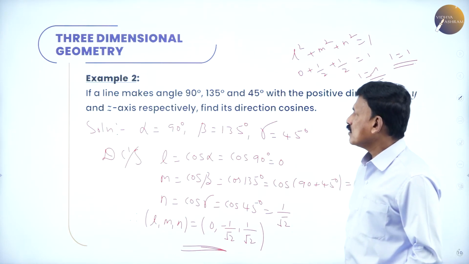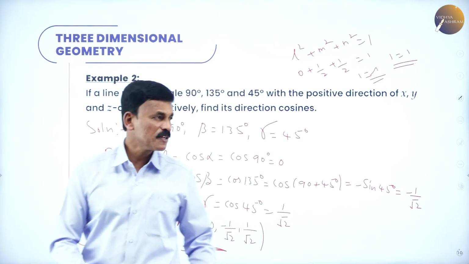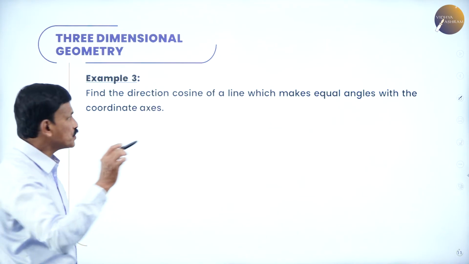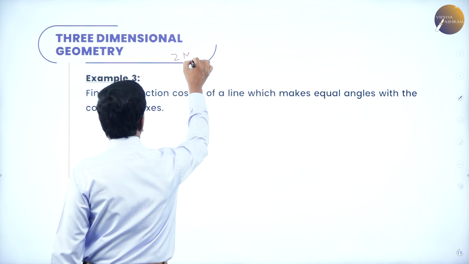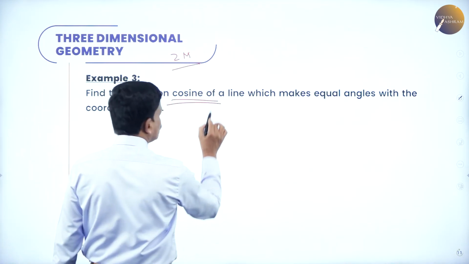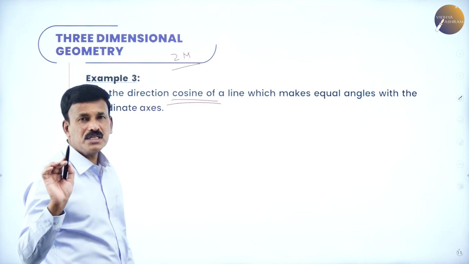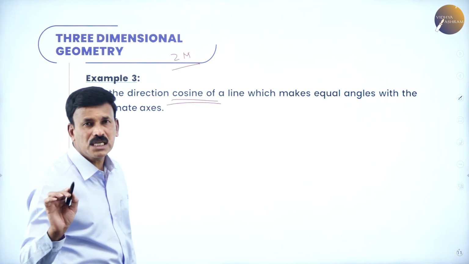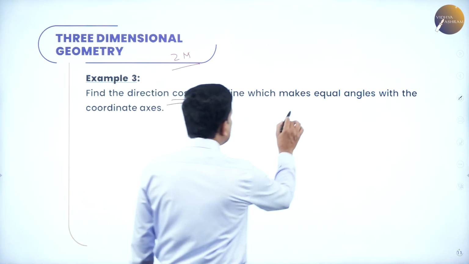Simple problem. Now let us come to the next type of problem. This is very important for 2 marks. This is a 2-marker question. Find the direction cosines of a line which makes equal angles. What is required is to find cos alpha, cos beta, cos gamma, that is L, M and N, which makes equal angles.